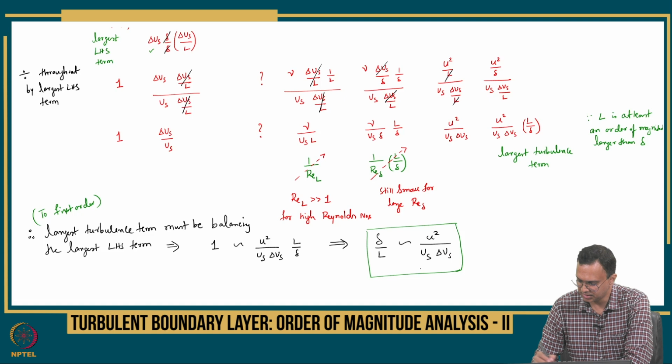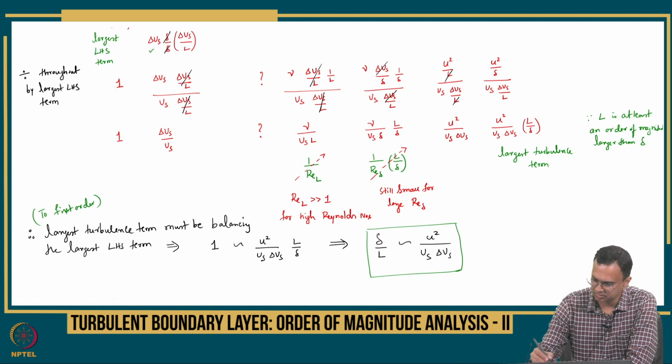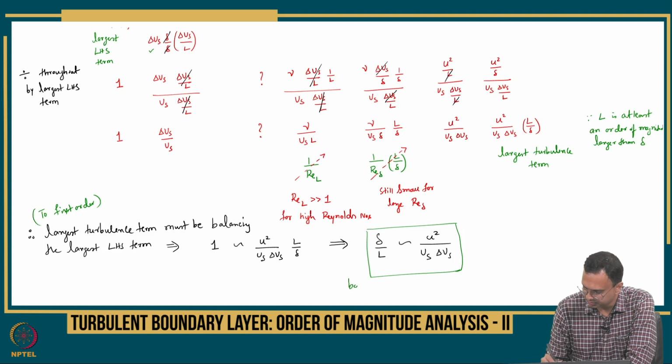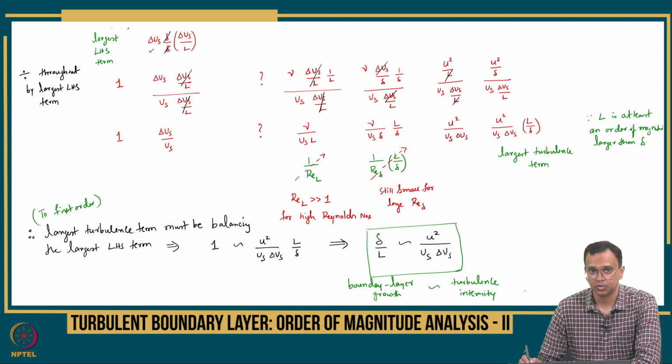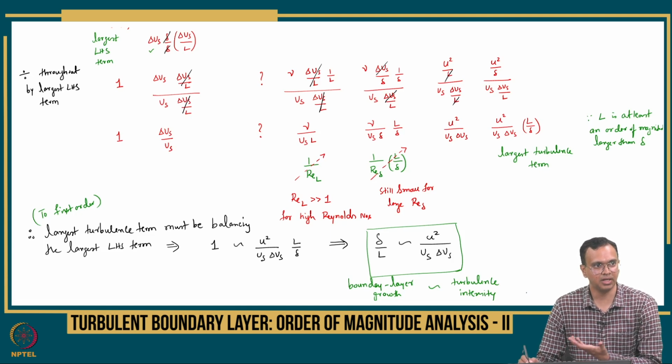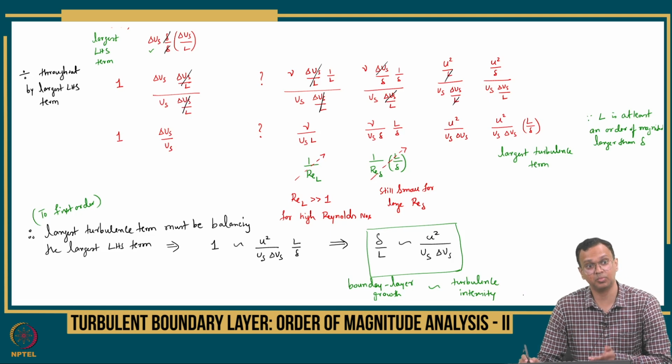So essentially what this means is, this delta, the boundary layer growth, is of the same order of magnitude as turbulence intensity, a non-dimensional turbulence velocity. So as turbulence intensity increases, your boundary layer is growing. So something we learned, that what the turbulent boundary layer is depending on.